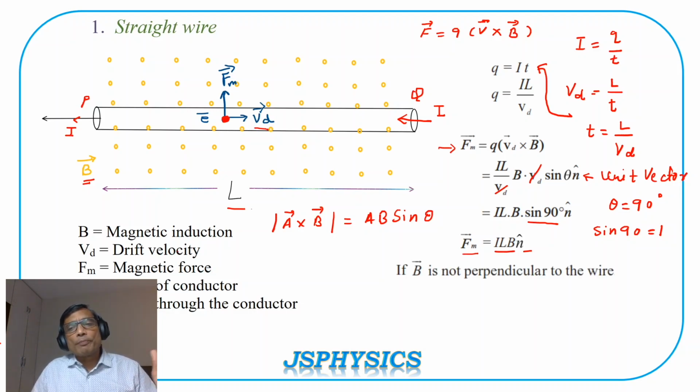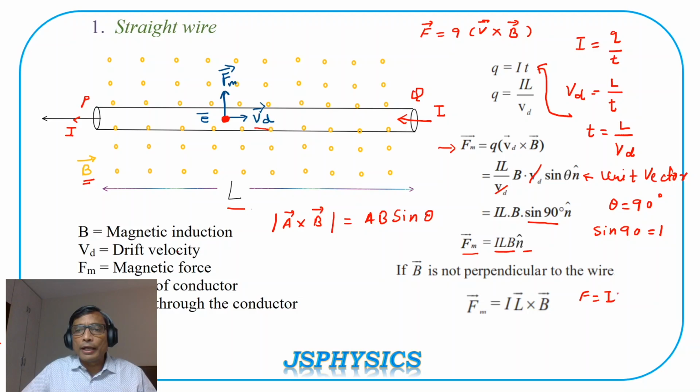If B is not perpendicular to the wire, that means the direction of the current carrying wire and the magnetic field are not perpendicular, in that case theta will not become 90, and we can write the general formula for the force acting on the conductor as F is equal to I into L cross B. This in magnitude can also be written as F is equal to ILB sine theta. This is the magnitude of the force acting on a conductor carrying current in a magnetic field.